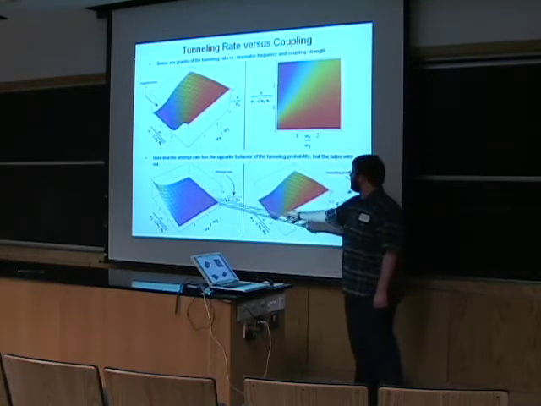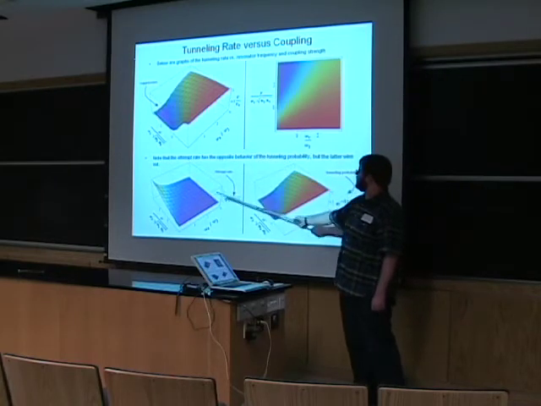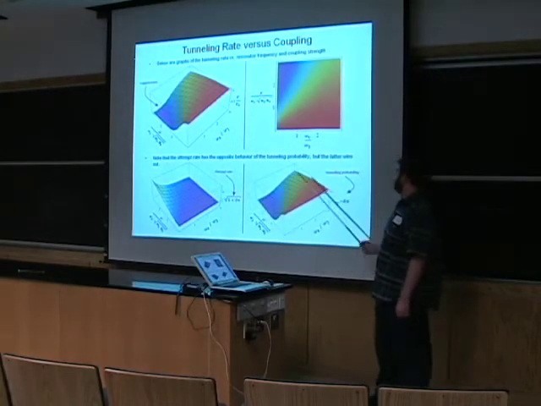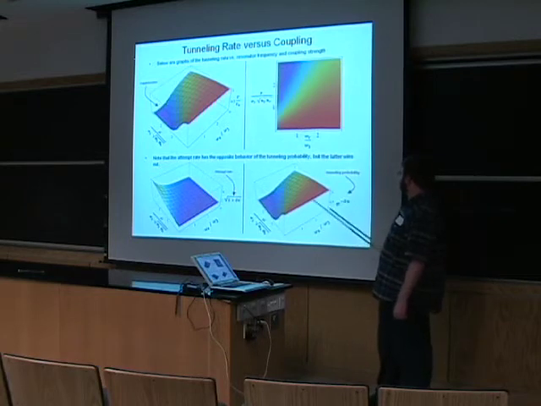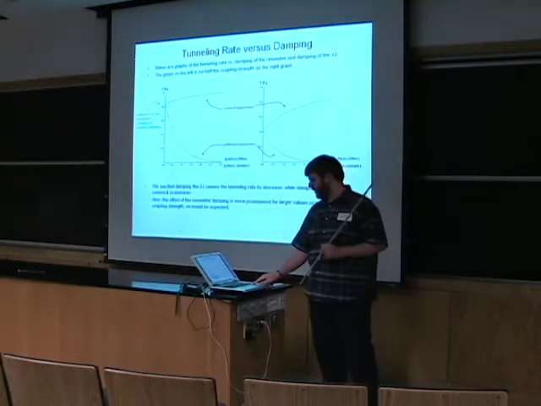And we see that the attempt rate actually behaves in the opposite manner. It gets increased in that corner, but the total effect is due to the tunneling probability, which has this exponential limit. And so that wins out.